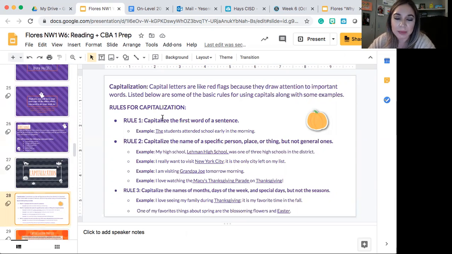So rule 1, capitalize the first word of a sentence. The example here is: The students attended school early in the morning. You would capitalize "The," right? Because that's the first word in the sentence.